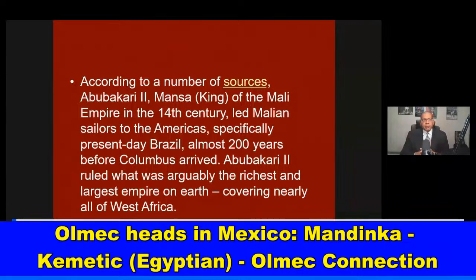It says, according to a number of sources, Abubakar II, Mansa, which means king, Mansa of the Mali Empire in the 14th century, led Malayan sailors to the Americas, specifically present-day Brazil, almost 200 years before Christopher Columbus arrived. Abubakar II ruled what was arguably the richest and largest empire on earth, covering nearly all of West Africa.